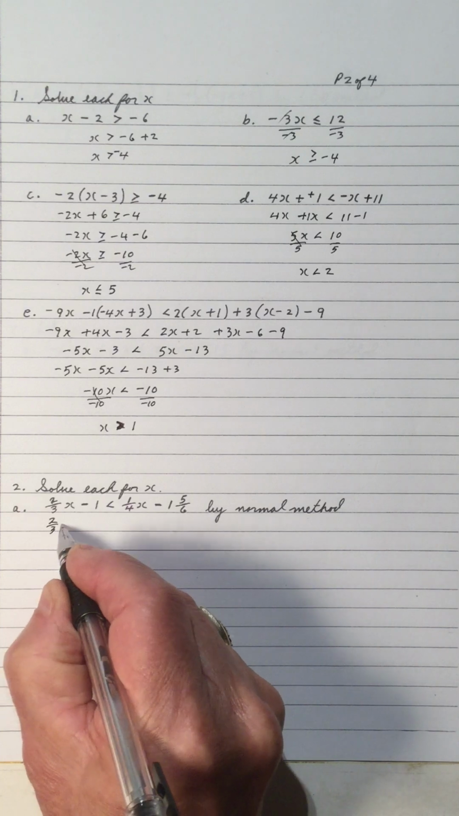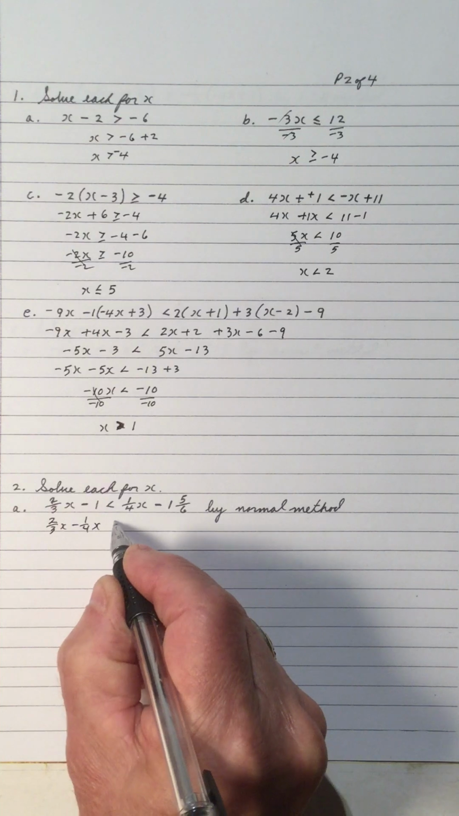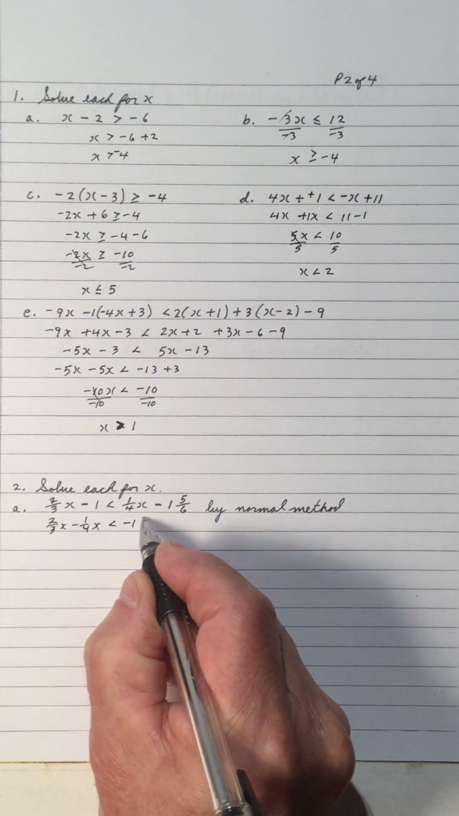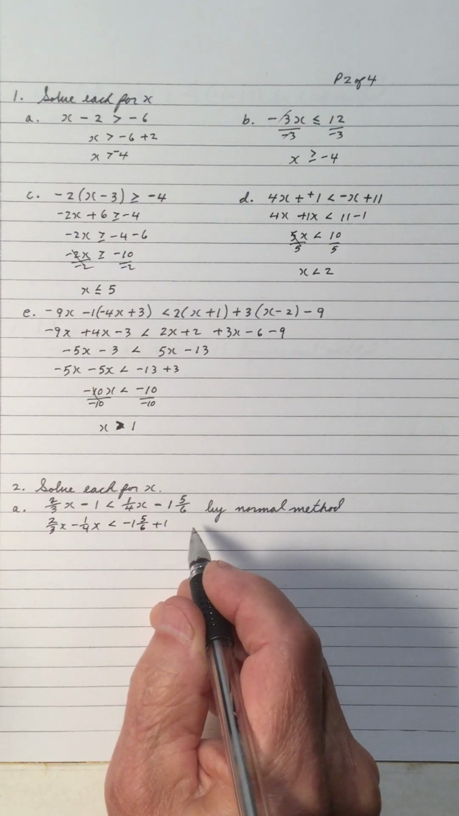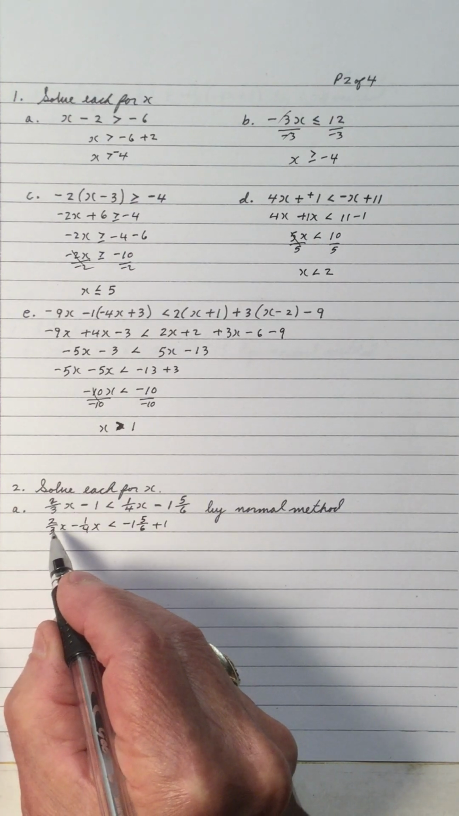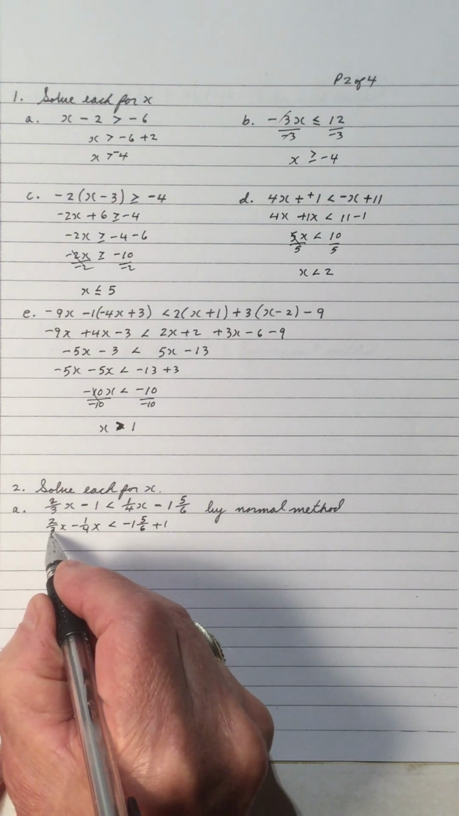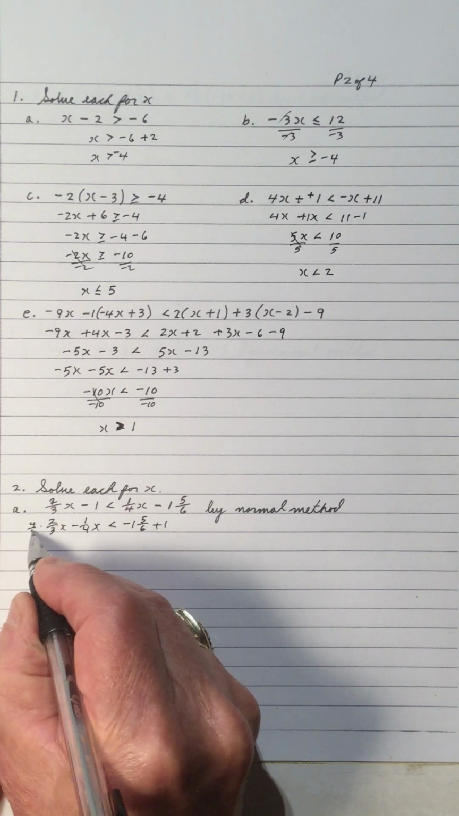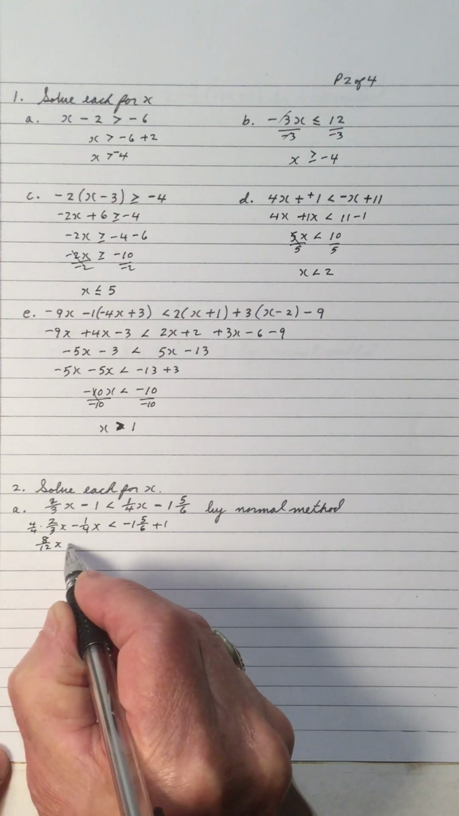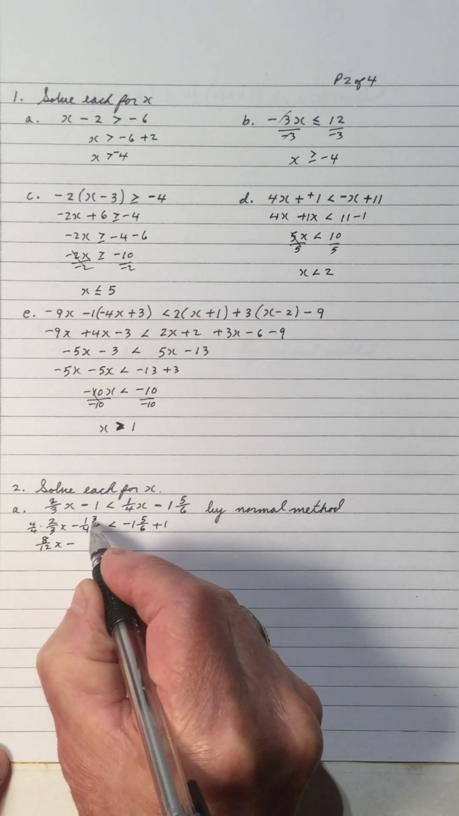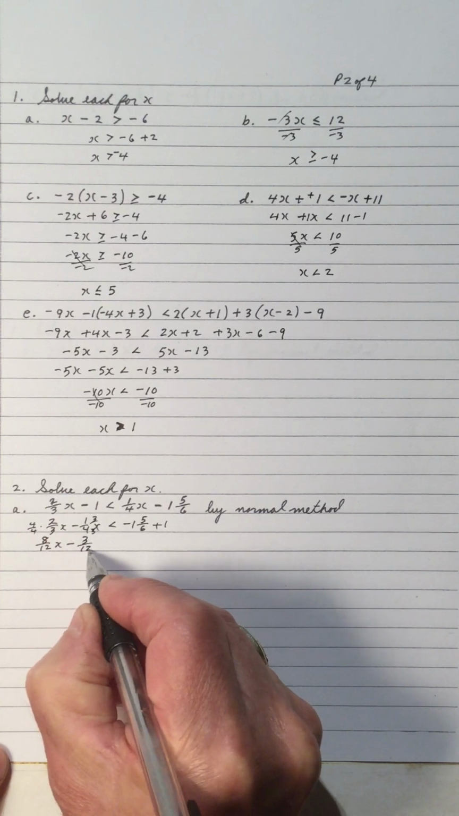2/3 x subtract 1/4 x less than negative 5/6 plus 1. And now we need to add these, so we need a common denominator. A common denominator for 3 and 4 is 12. So 12 here, we go 4 and 3. So that's 8/12 x subtract 3/12 x. 3 times 1 is 3. 3 times 4 is 12x.